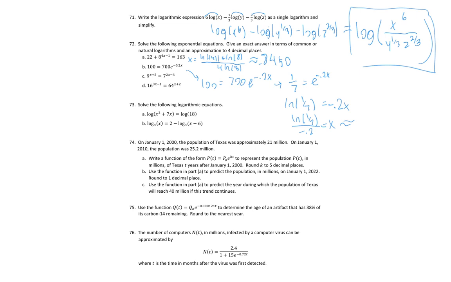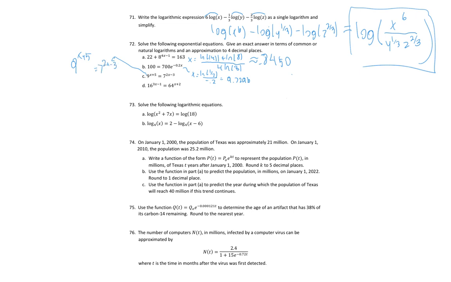I got 9.7296. Yeah, there we go. 9.7296. I'll go ahead and write this up there. For part C, I'm working this one over here. So we have 9 to the x plus 5 equals 7 to the 2x minus 3. Well, I'll take log of both sides.